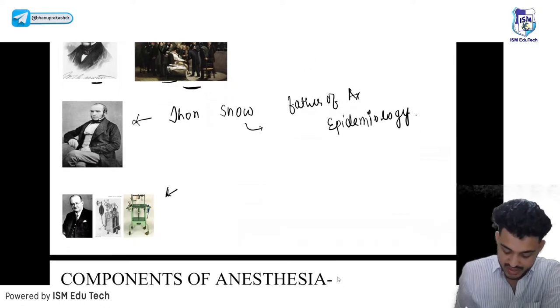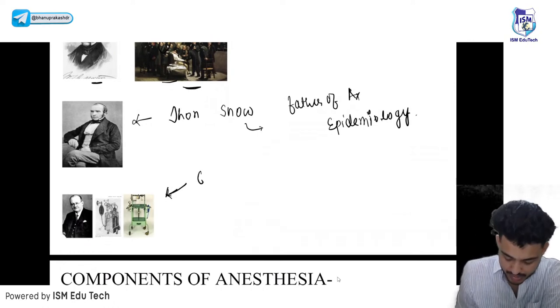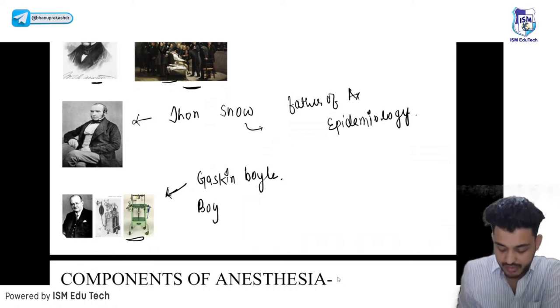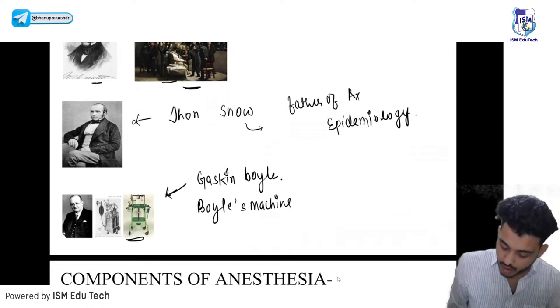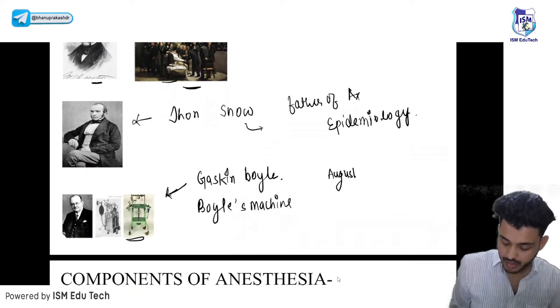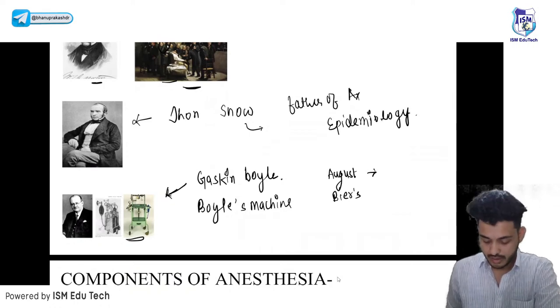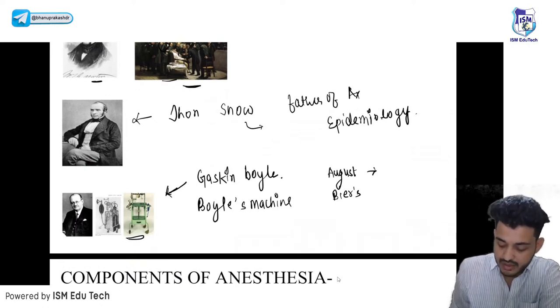Now, who is this gentleman? He is Edmund Gaskin Boyle. Guys, he gave the Boyle's machine. One more scientist that you need to hear about is August Bier. He gave the regional anesthesia. I will tell you what the different types of anesthesia are. Be with me. That is also known as Bier's block.